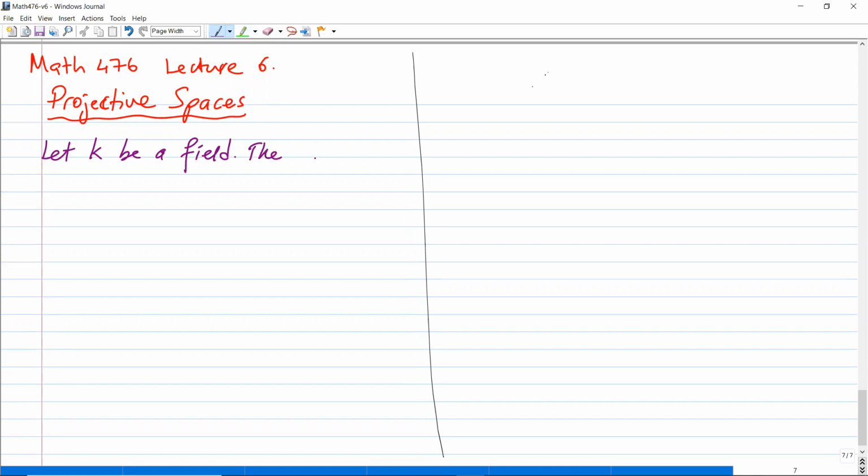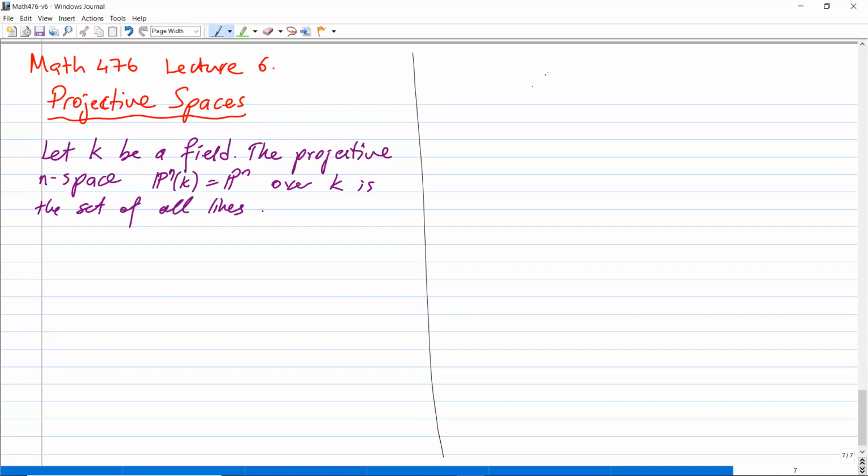So we will consider the one-dimensional subspaces of K^n. So the projective n-space, let's denote it by P^n(K), or simply by P^n when K is clear, over K, is the set of all lines in K^(n+1) through the point 0, 0, 0.